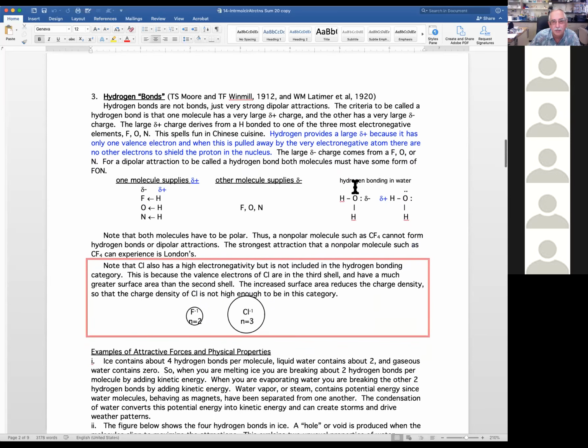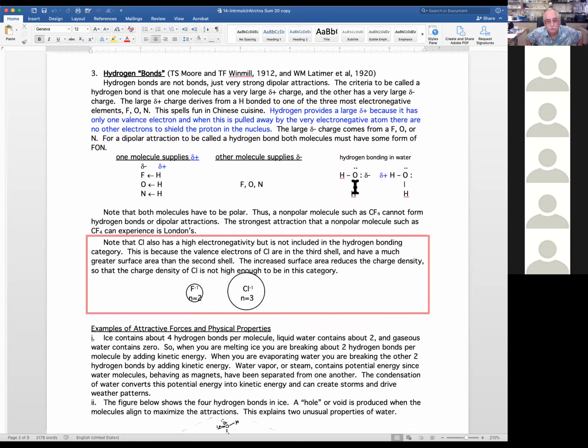Then, what the heck is a hydrogen bond? So if I could be king of chemistry for a day, that would be one of the first things I would change. It is not a bond, it is simply another attractive force. What it really is, is a slightly stronger dipolar attraction. So the difference is that one molecule has a large partial positive and the other one has a large partial negative. So how do you get that?